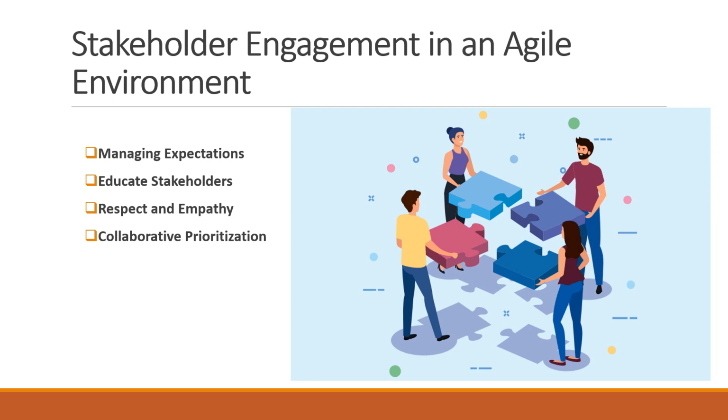Educate stakeholders. Many stakeholders may be unfamiliar with Agile practices. Offering education or workshops about Agile principles and processes helps them understand and align better with the team's approach. Respect and empathy. Understand that stakeholders like the Agile team have their pressures, priorities, and challenges. Being empathetic, listening actively, and addressing their concerns will foster trust and better collaboration.